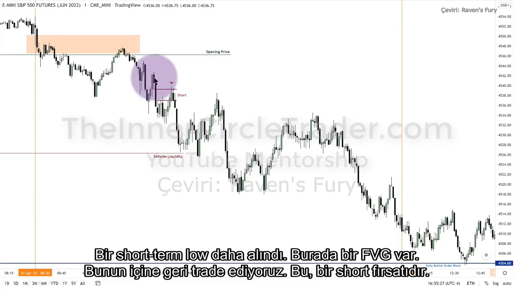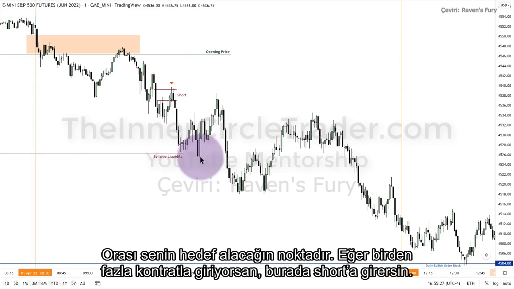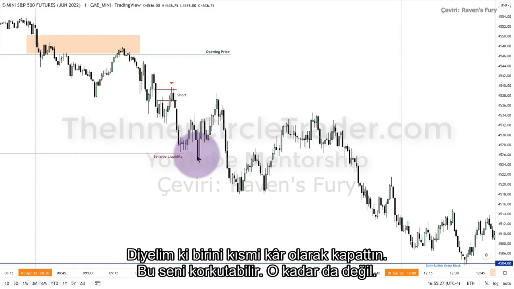Next one is here. Another short-term low taken, fair value gap there. We trade back up into it. That's a short. You can go short here. And again, same premise, looking for the first run below here. That'll be your target taken there. If you did multiple contracts, you would get short here. Take 2, take 1 off.